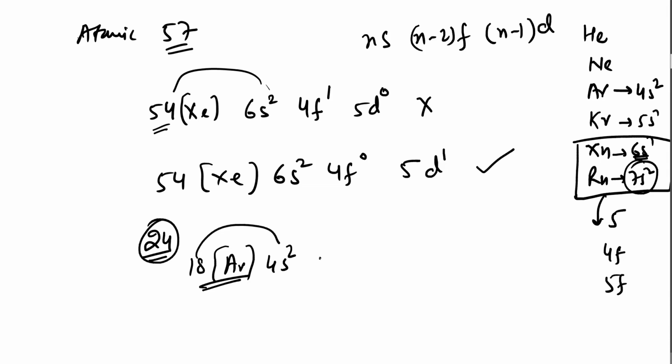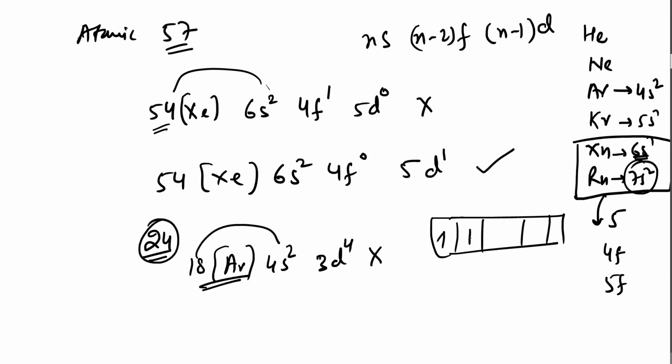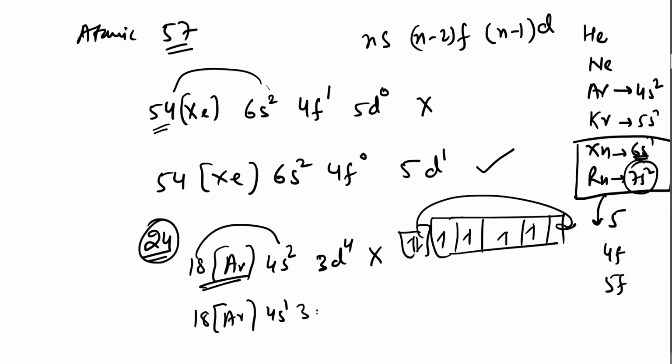So this is 24. Then it should be 3d4, but it is not so. In order to attain the stable electronic configuration, okay, the d wants to be half filled. So from 4s2, one electron will jump to this one. So this is 18 argon, 4s1, then 3d5. Okay, this is the correct one. Got it?